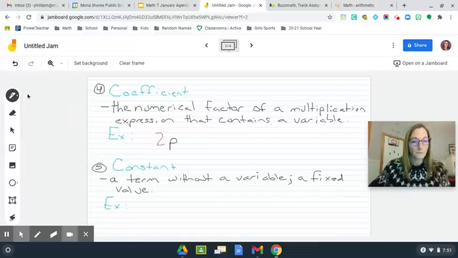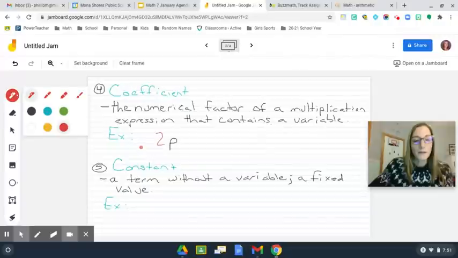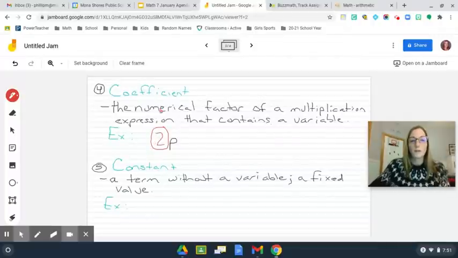2p. That 2 that you see right there is your coefficient, the numerical factor of a multiplication expression. This is multiplication, 2 times p. The number in front of it, 2, is the coefficient.